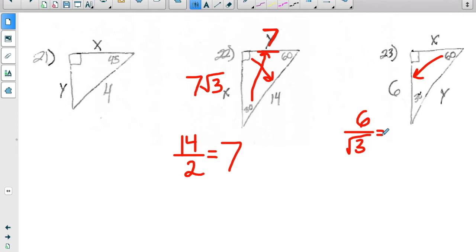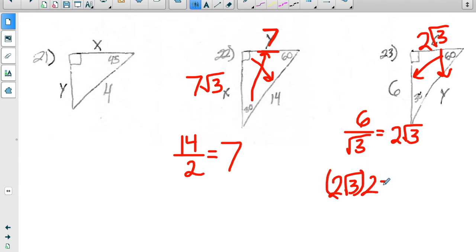Now 6 divided by the square root of 3, if we plug this into the calculator, it will tell us that it's 2 square root of 3. So the value of x for this problem here is 2 square root of 3. That is our shortest side length. Now to go from the shortest side length to the hypotenuse, we take that 2 square root of 3 and we multiply this by 2. And 2 square root of 3 times 2 is going to be 4 square root of 3. So our hypotenuse here is 4 square root of 3.